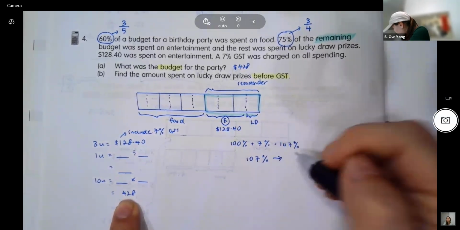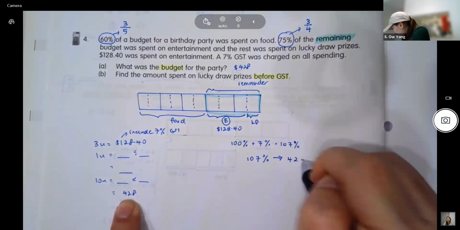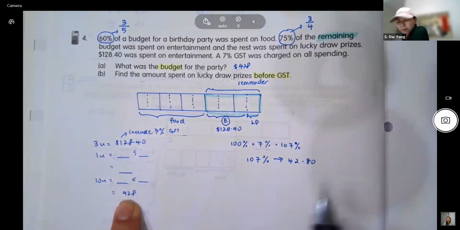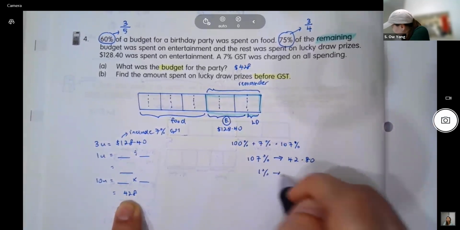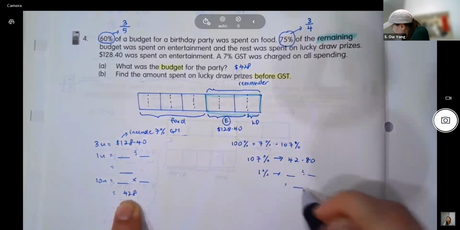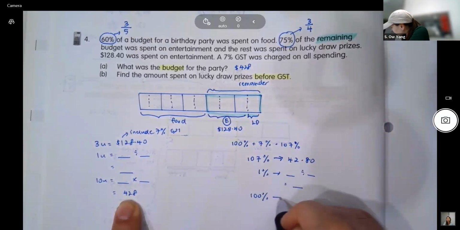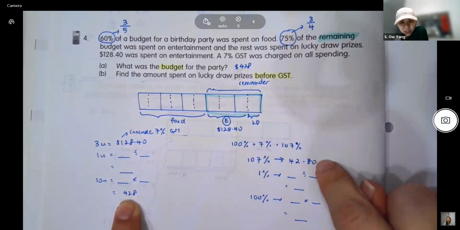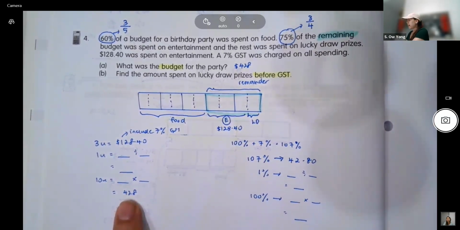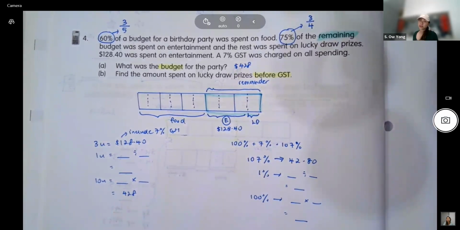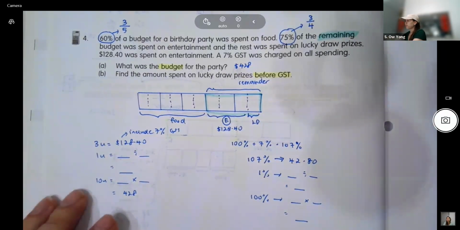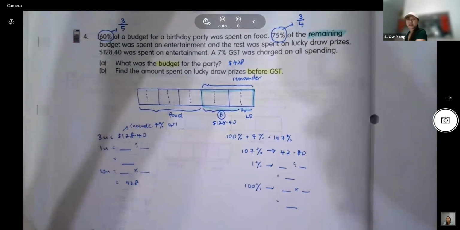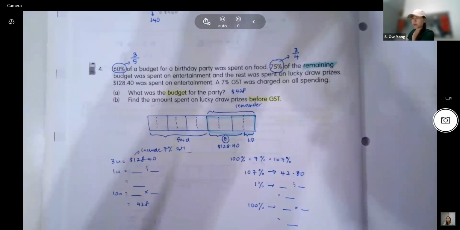is $42.80, because this is my 1 unit. You find 1% and you find 100%, you will get a nice number that is smaller than $42.80. And that is the amount spent on the lucky draw before GST. Okay, that is before GST.